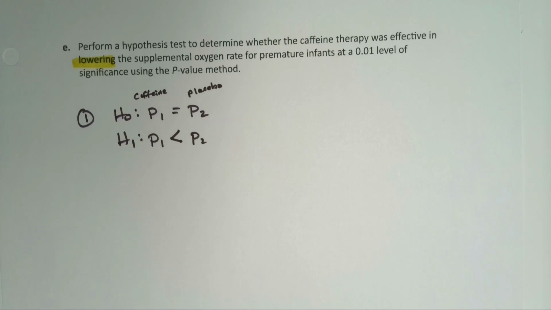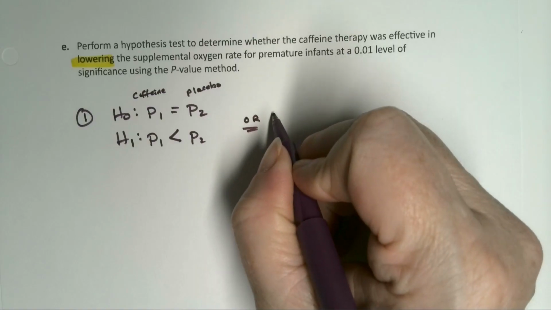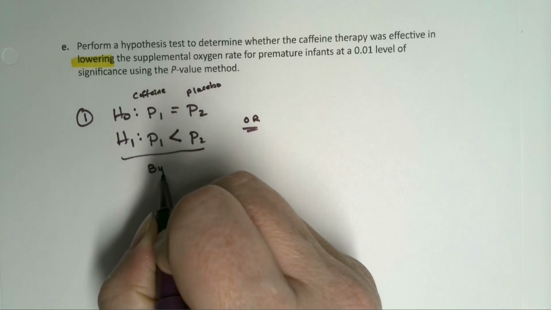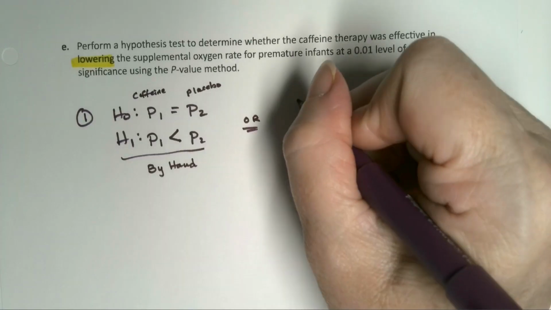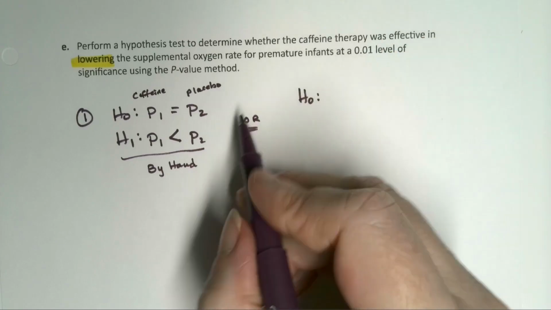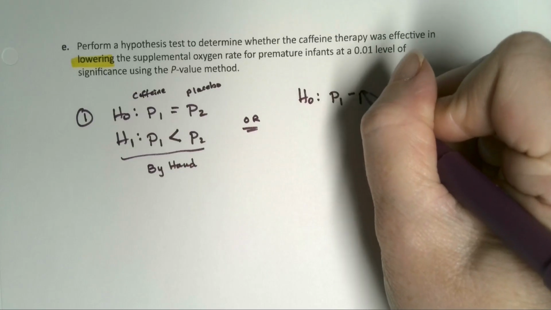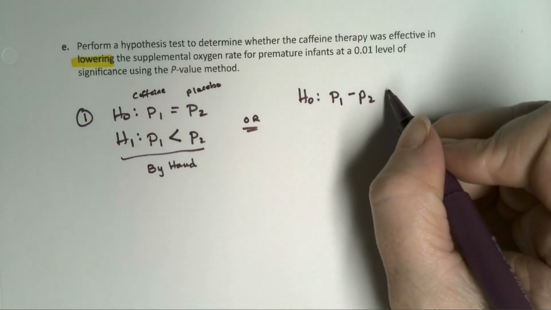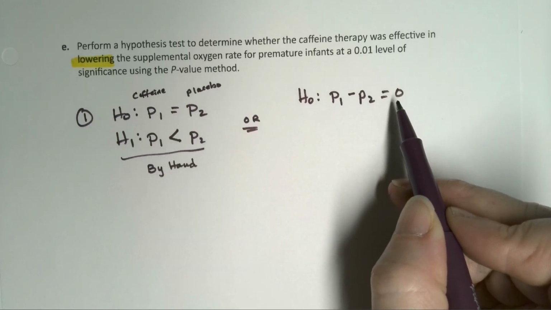And that's it. Step 1 is done. Now, I will say that there is another way to write these. This is the way we write them by hand. In StatCrunch, and in a lot of computer programs, because it's just easier, they subtract the P2. So you say P1 minus P2, and if you subtract P2, it's 0 over here, right? Because if they were equal to each other, then when you subtracted them, you would get nothing.